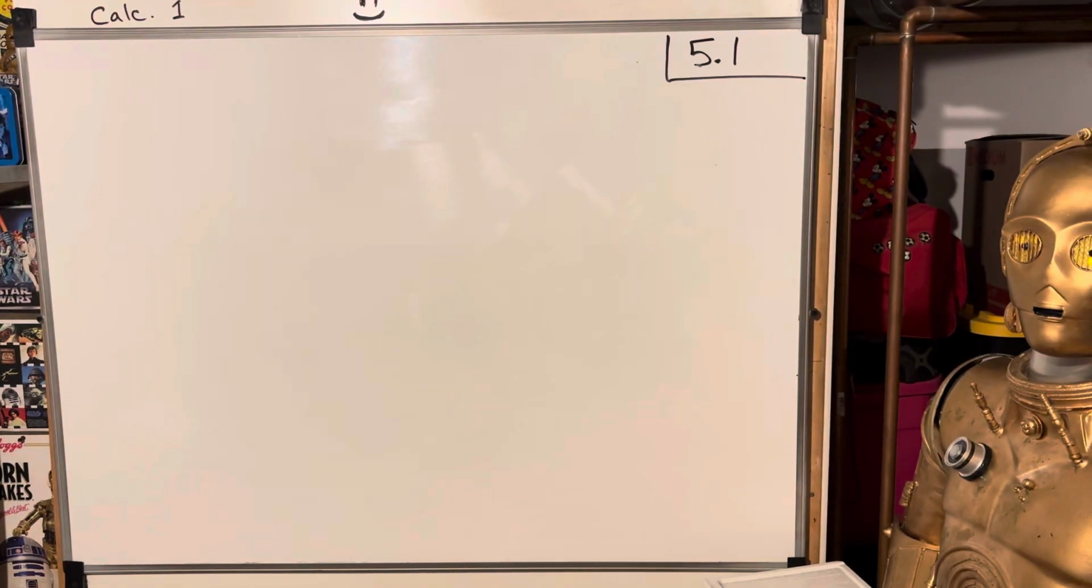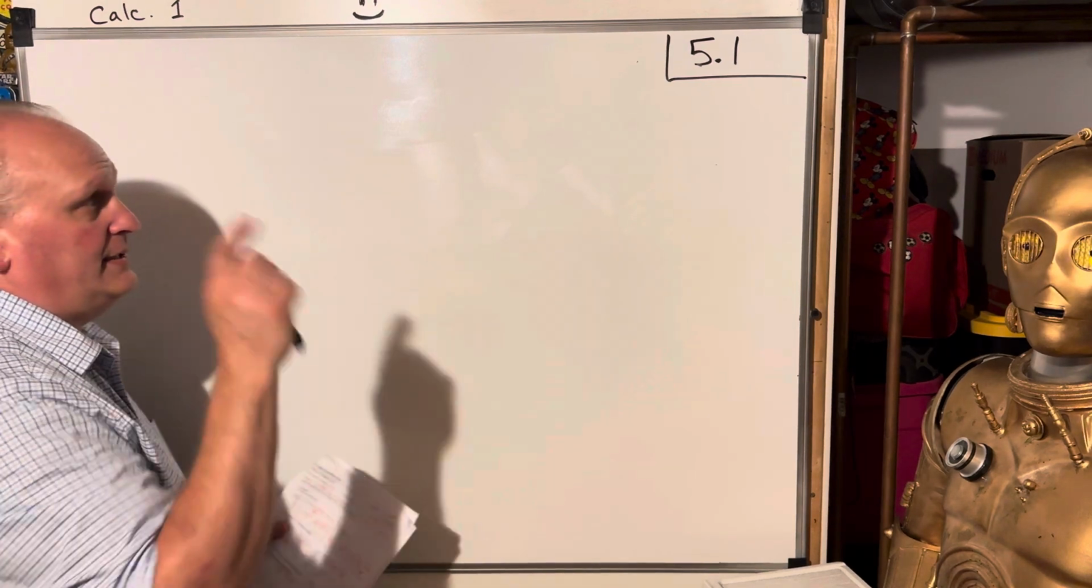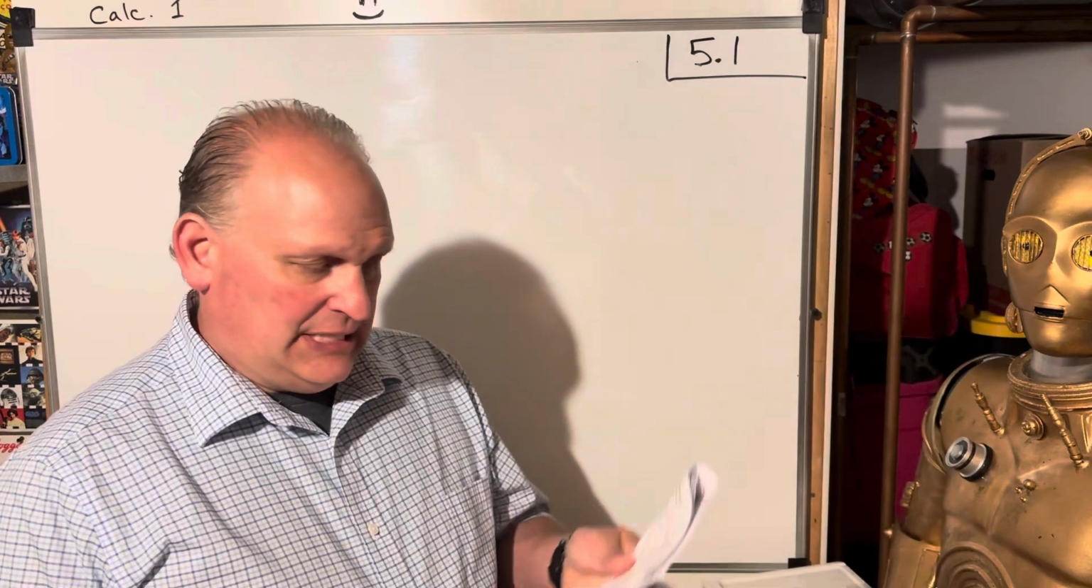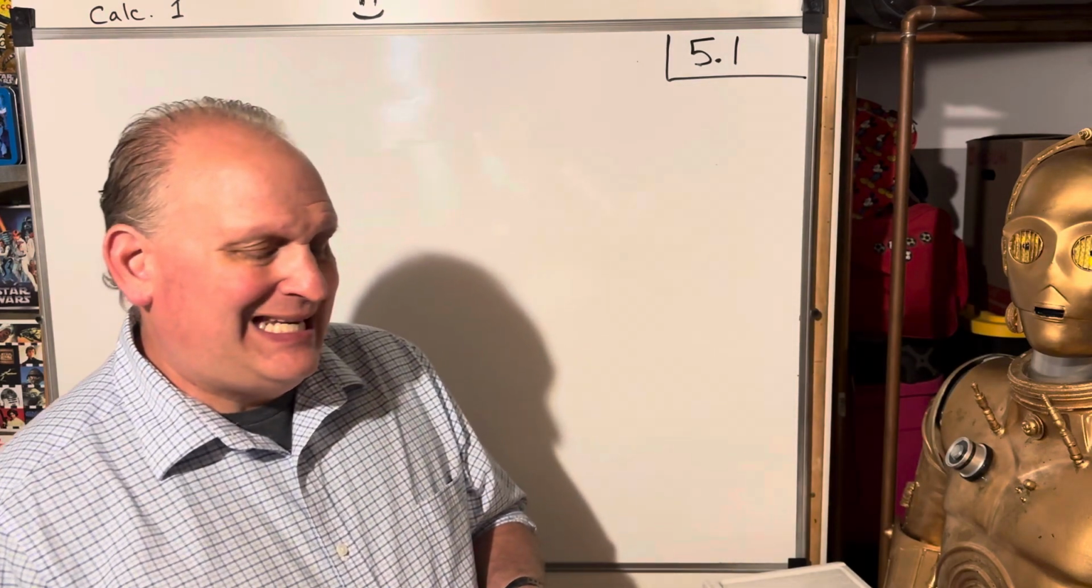Alrighty, we are back. This is Calc 1. We are looking at 5.1, Chapter 5. We're on page 9 of the notes packet. We are approximating area.